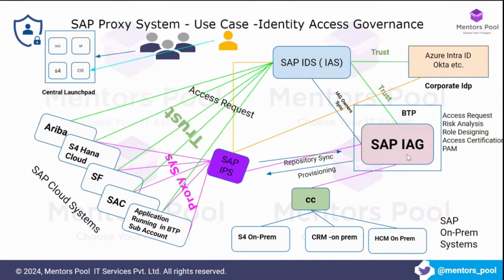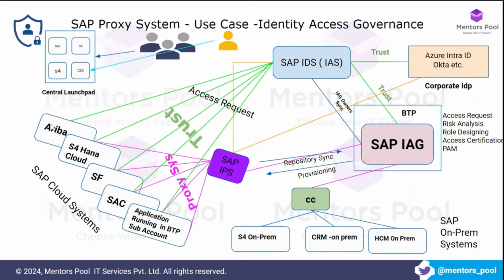Now, what is further? IAG also does risk and governance for these cloud applications. IAG also wants to do risk and governance for on-premise systems, cloud systems and on-premise systems. To achieve that, we have to integrate these cloud systems with IAG, which will happen through IPS. So I will create a connection with IPS and the IAG sub account. And I will also onboard these systems as proxy systems in IPS. Now this integration will happen. Also, IAG can do risk and governance of on-premise systems, and on-premise system integration will happen through the cloud connector.